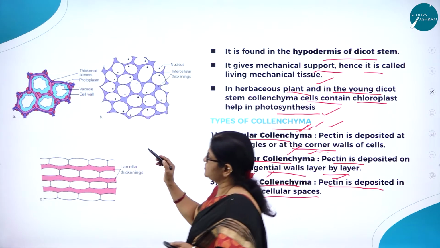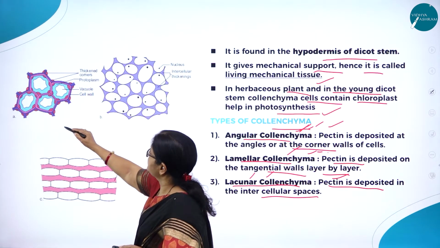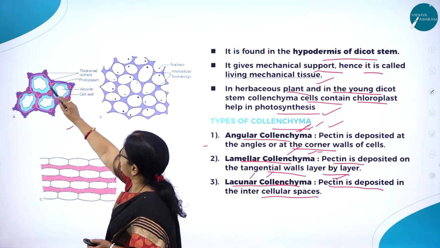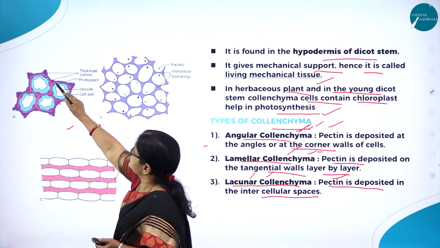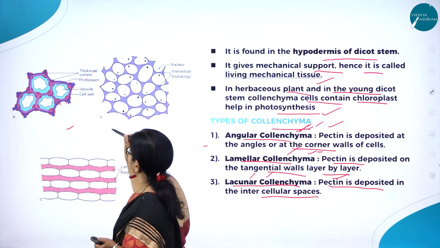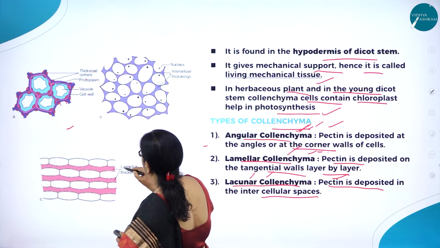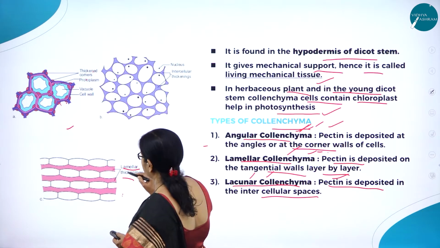Here you can see the first type. Here you can see the first one, that is angular. Here you can see the cell wall deposition in the angles, thick end corners. Next, second one is lamellar. So here you can see the cell wall deposition. Here is this one. This is called lamellar.